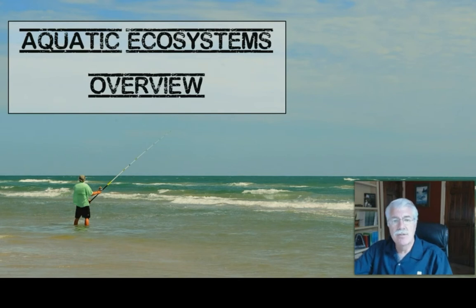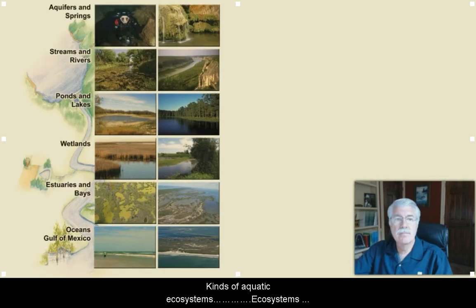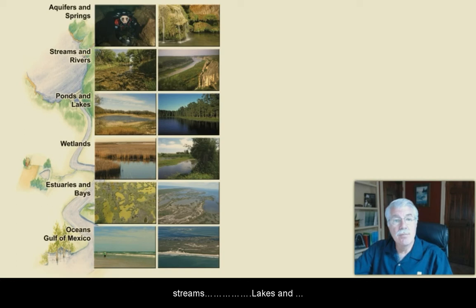Let's talk about kinds of aquatic ecosystems. Ecosystems are organized around bodies of water when they're aquatic ecosystems. Texas has 6 kinds of aquatic ecosystems. There's aquifers and springs, rivers and streams, lakes and ponds, wetlands, bays and estuaries, and the ocean. For Texas, the ocean is the Gulf of Mexico.